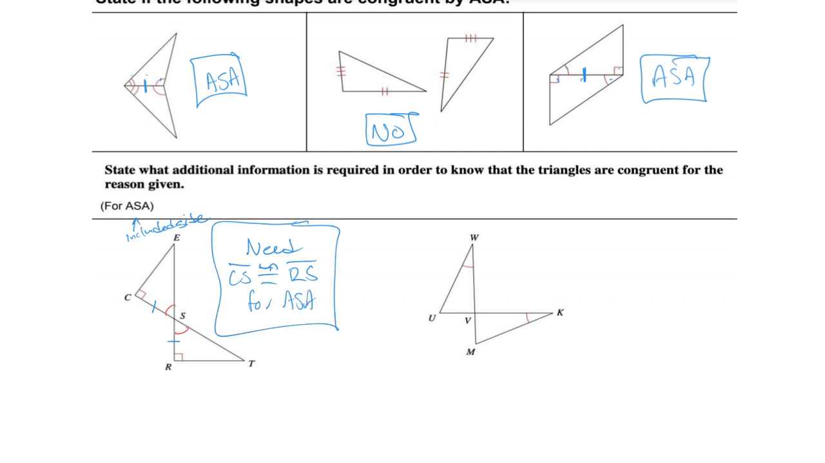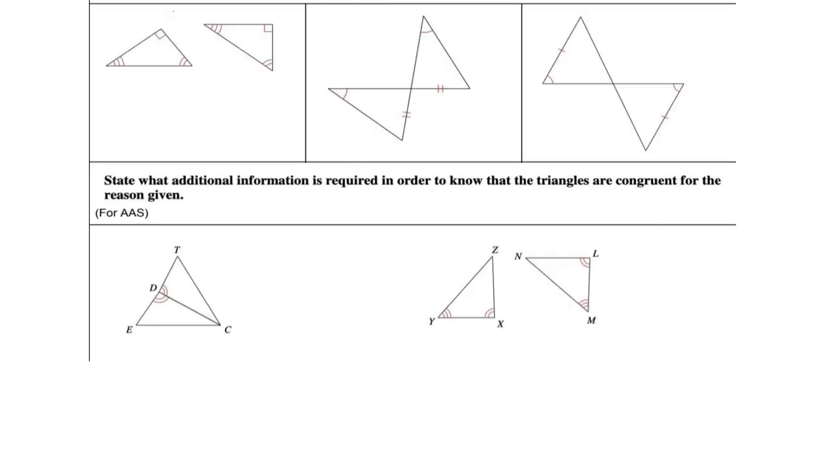The next one, again, we have vertical angles. We need to add the included sides. So WV and KV. So WV needs to be congruent to KV. We don't know that, but we know we need that for angle side angle. And now we'll do the same for the next one, angle angle side. Right, so this one's angle angle side. So we'll state if we have them.